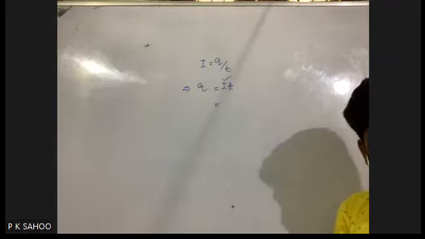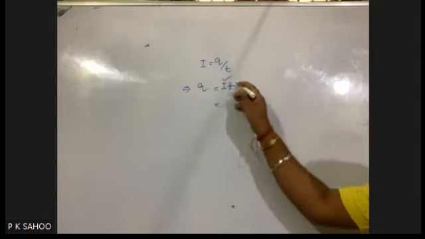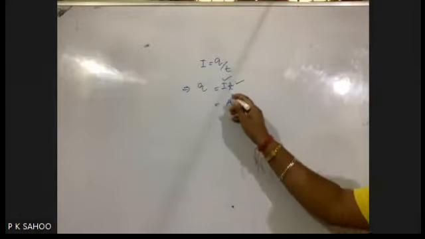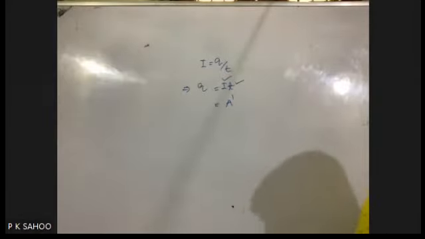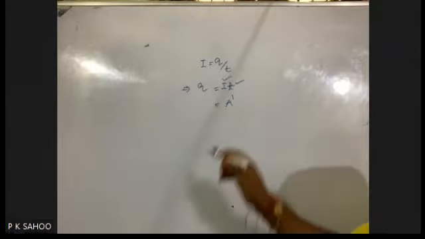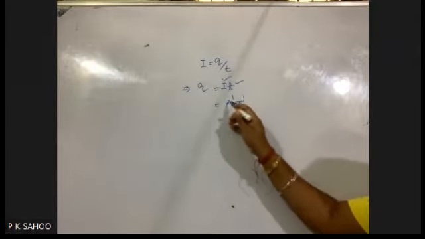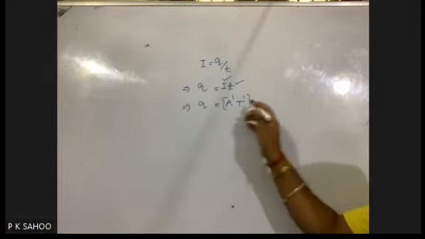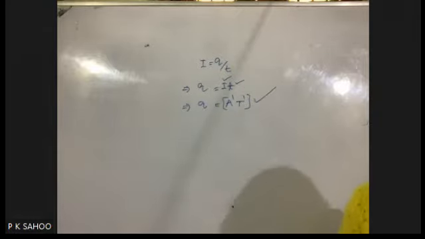Is current fundamental? Yes, sir. Is time fundamental? Yes. The symbol for current is A1, and the symbol for time is T1. So what is the dimensional formula for charge? Now you got it.